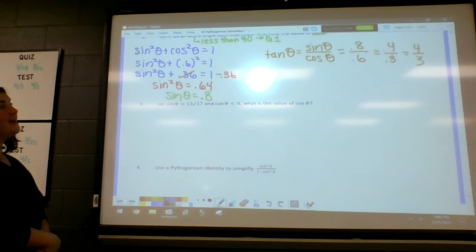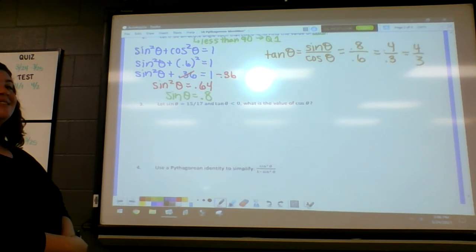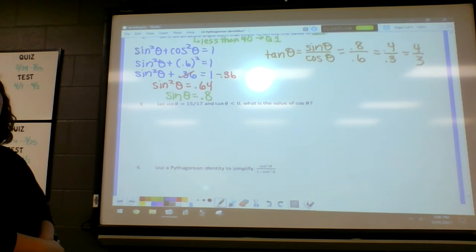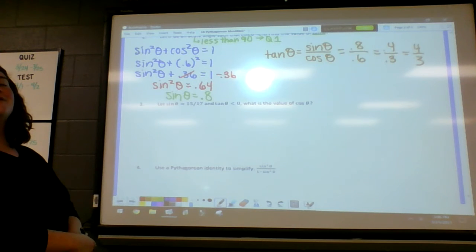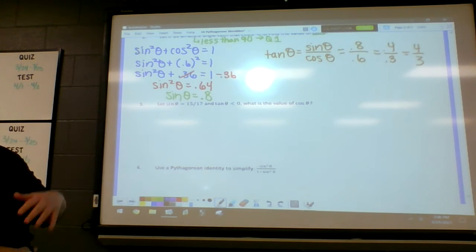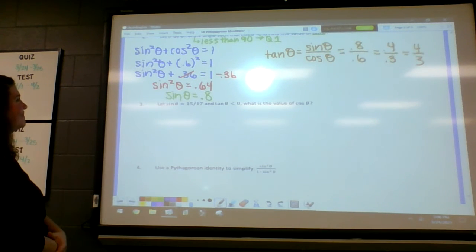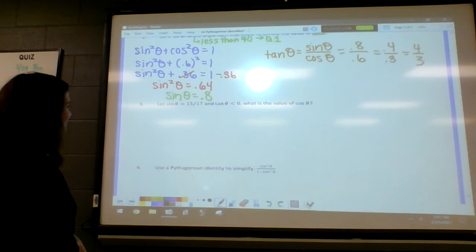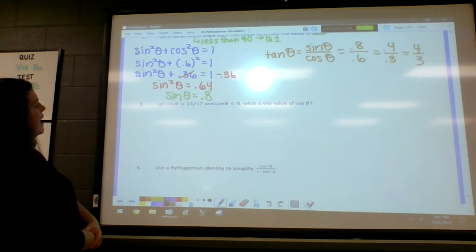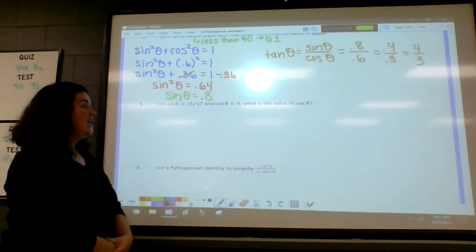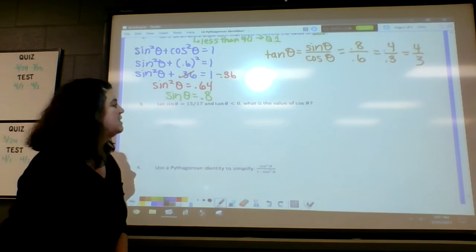You could have at the beginning, when it said cosine was 0.6, recognized that 0.6 is 3 over 5 as a fraction. And if you would have recognized that, you could have avoided this, but nobody recognized it so far. So, all right: sine is 15 over 17, tangent of theta is less than 0.